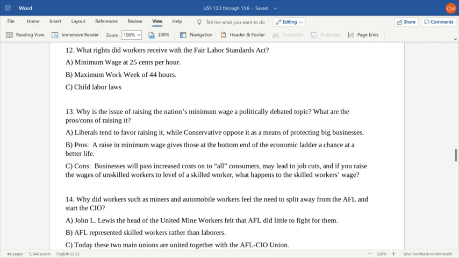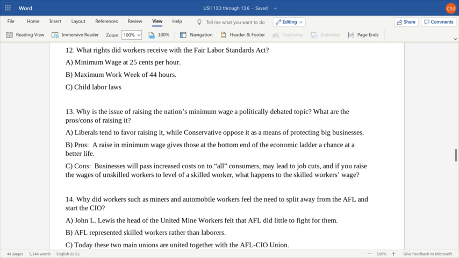13, why is the issue of raising the nation's minimum wage a politically debated topic even in 2020 and forward? What are the pros and cons of raising the minimum wage? Well, generally speaking, from a political standpoint, liberals or Democrats tend to favor raising it, while conservatives or Republicans oppose it, as conservatives tend to receive more support from big business owners, and big businesses are hurt when they have to pay their lower wage or minimum wage employees a greater salary.